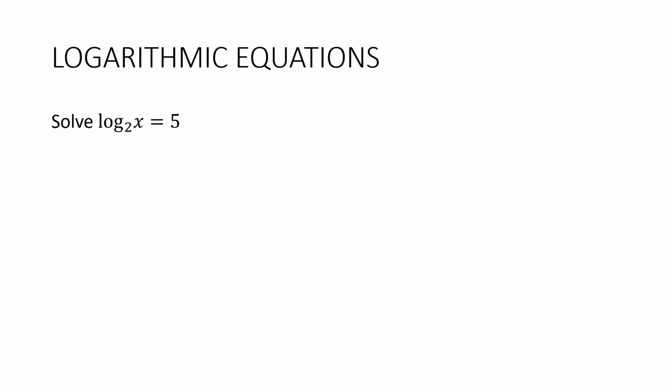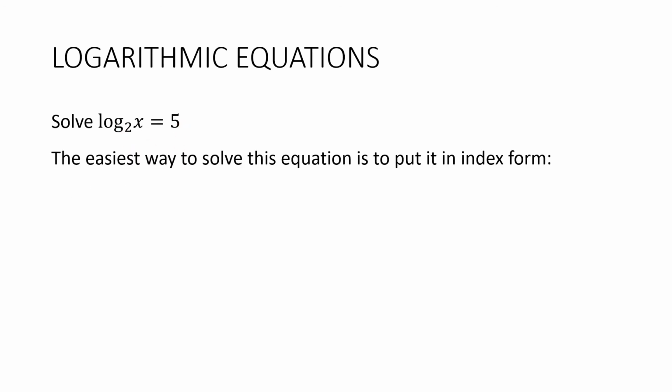Here's the first one. This is an easy one. We've just got to turn this around into index form. So this is 2 to the power of 5 equals x. And so x is equal to 2 to the power of 5, which is 32.